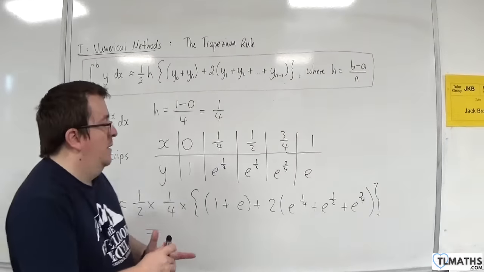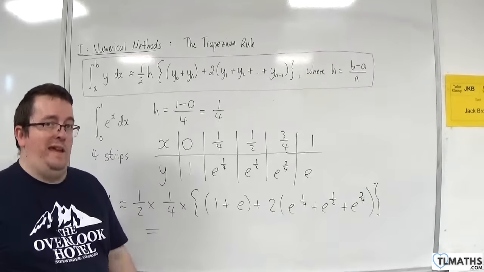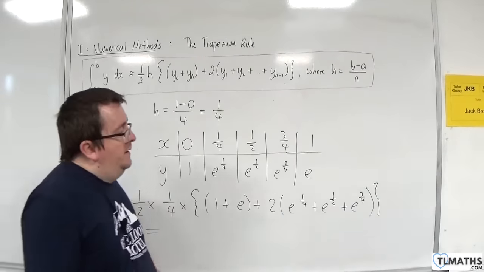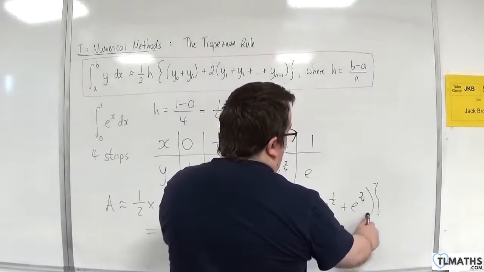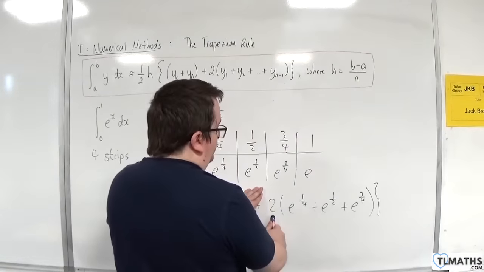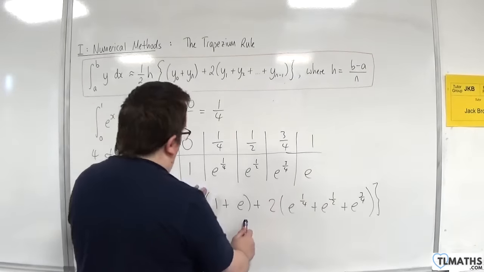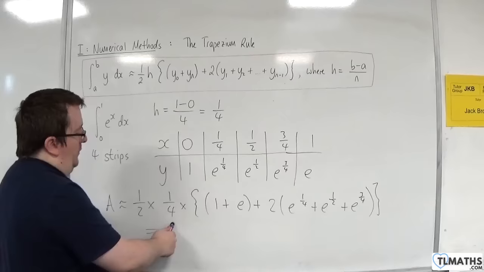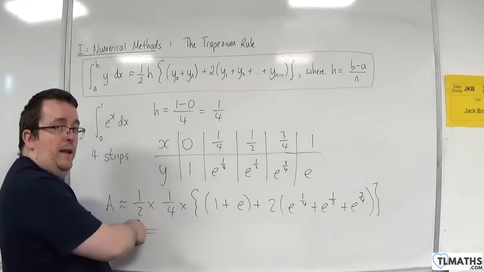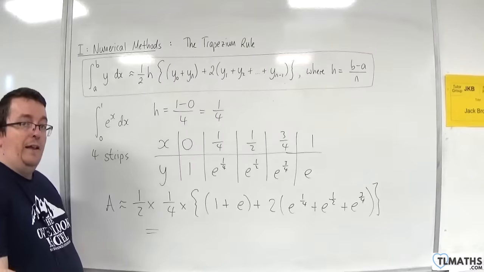Okay. Now, my suggestion is that some people just try to write it all into their calculator in one go. I don't do that. What I do first is I work out what that bracket is, press equals, then double it, press equals, then I add on those two terms, press equals, and then I multiply by 1/4 and then multiply by 1/2. Okay, so I work from the inside out, evaluating it as I go.